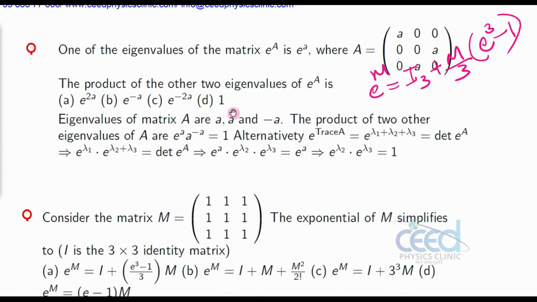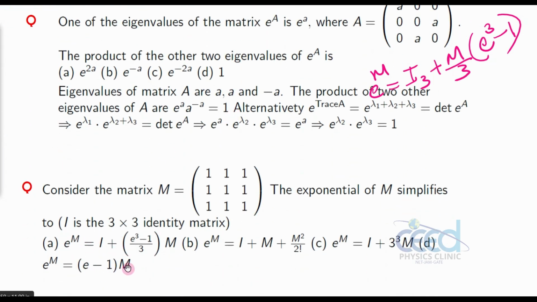So our question is this and the option is this. Here I3, that is I, is a 3 by 3 identity matrix, plus e cube minus 1 by 3 into M. So A is the result. This is all about the exponentiation of a matrix, and here we finished the linear algebra session, and in the next session we will start with partial differentiation. Okay, thank you.